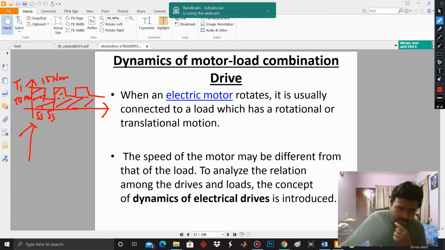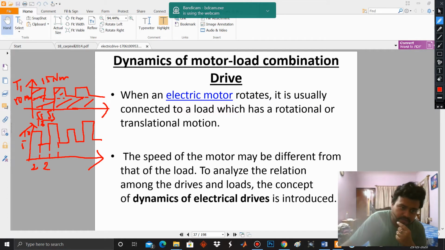Suppose for another type of industry, it is like this. This is 10, this is say 15, and this is 5. For the first 2 seconds, let us say it is 10 Newton meter. For the next 2 seconds it is 5 Newton meter. For the next 2 seconds it is say 15 Newton meter. So this is the requirement of another industry.